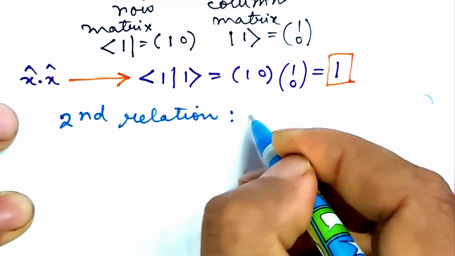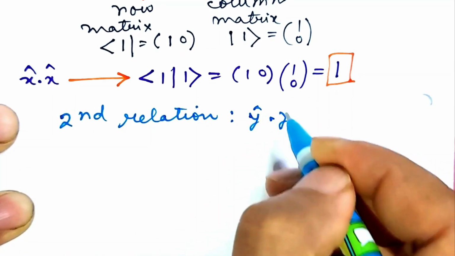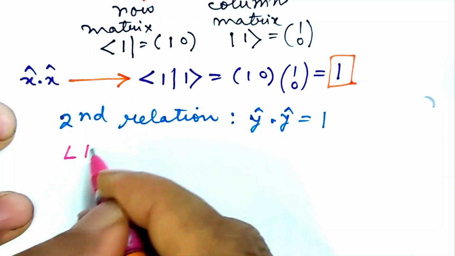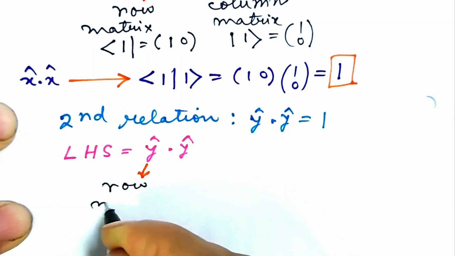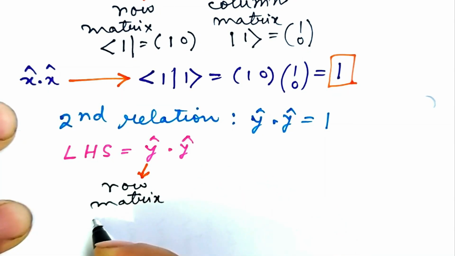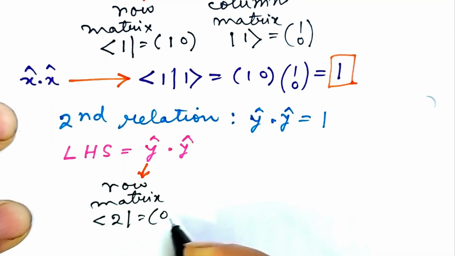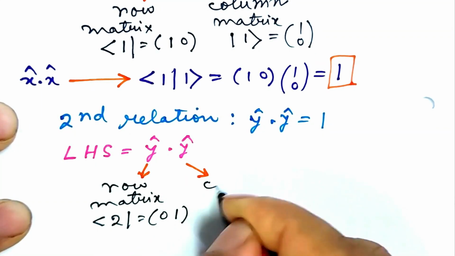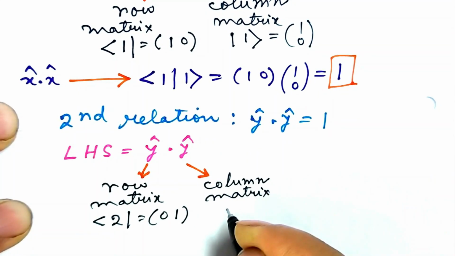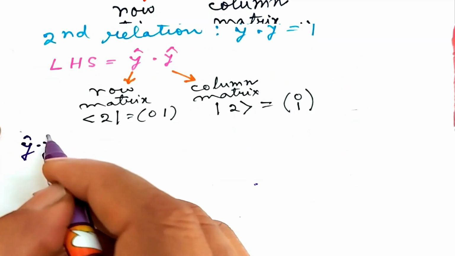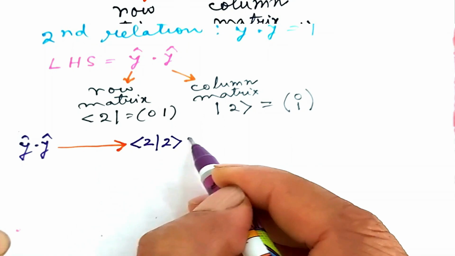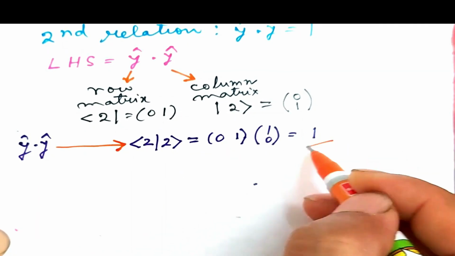Second relation is y hat dot y hat equal to 1. Left hand side is y hat dot y hat. Replace first y hat by bra2, which is row matrix 0 1, and second y hat by ket2, which is column matrix 0 1. So y hat dot y hat gives bra2 ket2, which generates the number 1.